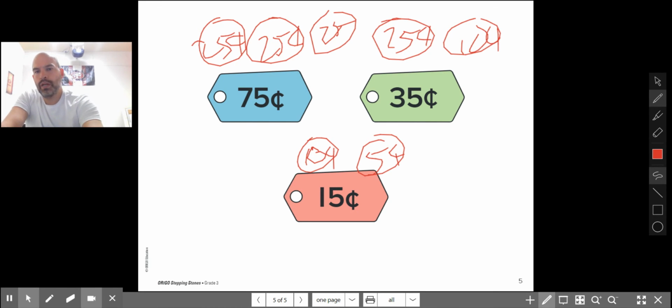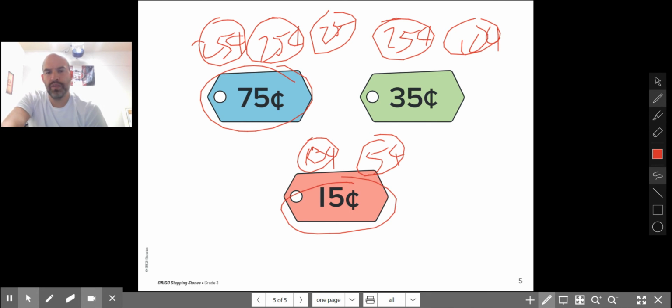Sure. We could buy the item that's 75 cents and the item that's 15 cents, which would give us how much? 75 plus 10 would be 85, plus 5 would be 90, okay? We could buy the 35 cents and the 15 cents, which would be 25 plus 10 plus 10 plus 5 cents, right? So a quarter plus a dime plus a dime plus a nickel. So 2 dimes and a nickel equals another quarter. So that's equal to 50 cents.